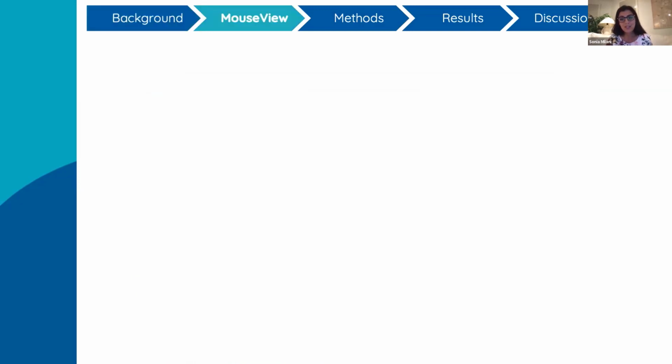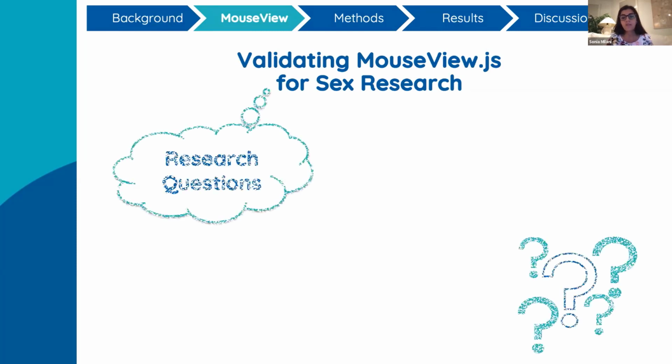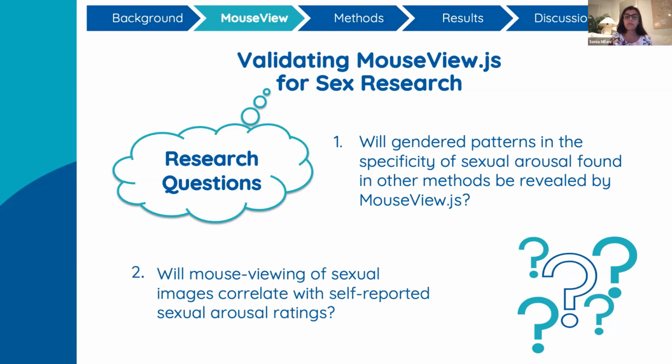So to overcome these limitations of lab-based sexuality research using eye tracking, we set out to start the validation process of MouseView for sex research and conducted the current study. So the goals of the study were to examine whether MouseView would reveal the gendered patterns in the specificity of arousal that has been found using other experimental methods. And we also wanted to find out whether mouse viewing of sexual images would be associated with self-reported sexual arousal ratings. So do people look longer at what they like?